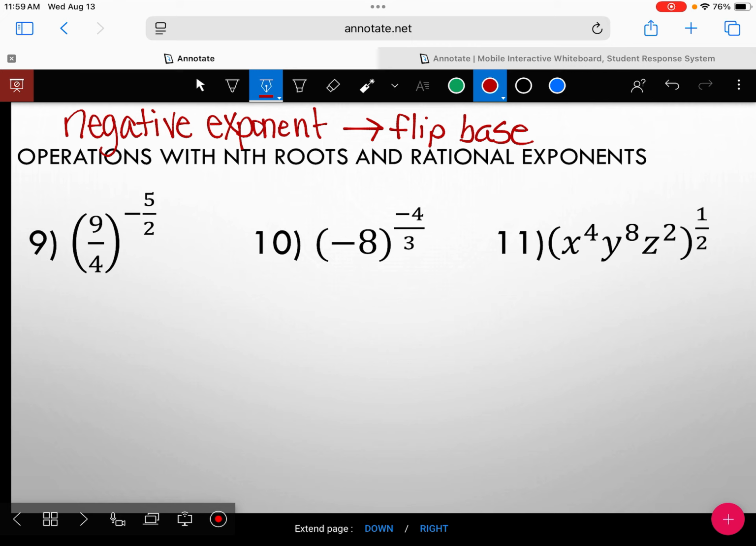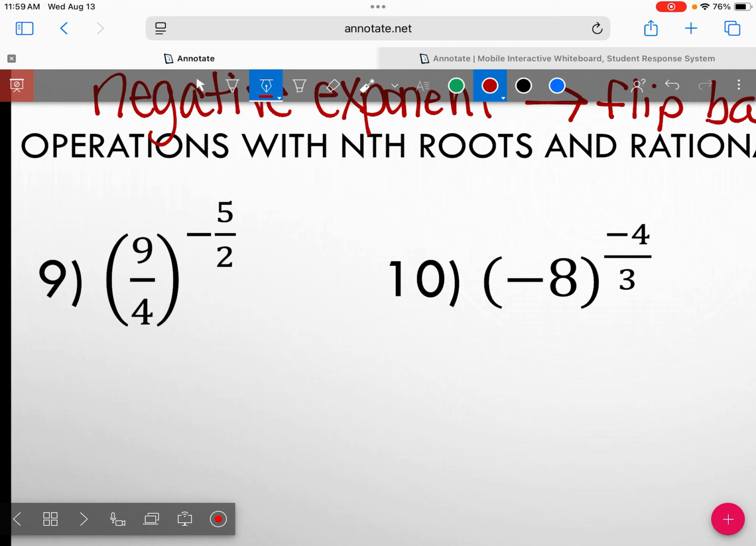So when we look at our first one, see how the exponent on the outside is negative? So the first thing you want to do is flip. So what I'm going to do is I'm going to flip that 9 over 4 and make it 4 over 9. And what that does is it just makes the exponent positive. So now that's a positive 5/2.